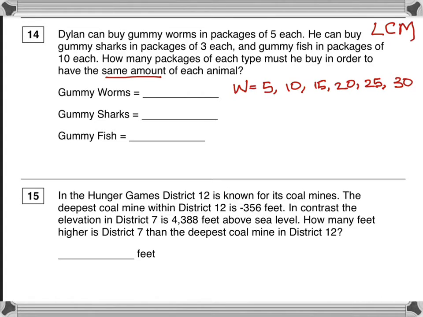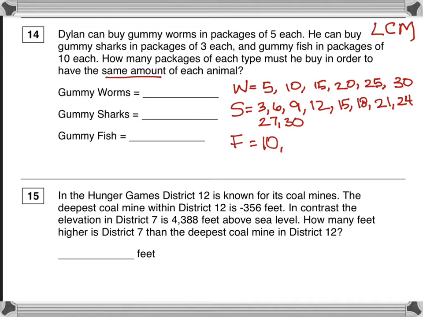All right, and then I have the gummy sharks, so that's 3, 6, 9, 12, 15, 18, 21, 24, 27, and 30. All right, and then we're going to list the multiples of fish, which are 10 each: 10, 20, 30.